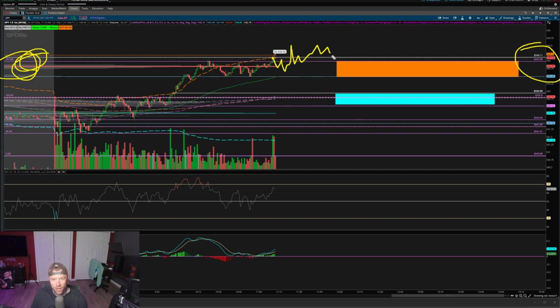And again, if it just chops up a little bit, you're just going to have some crazy leg downs here, potentials later on in the day. And I just wouldn't quite let that one go yet.